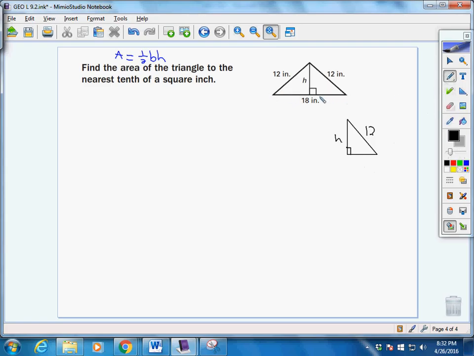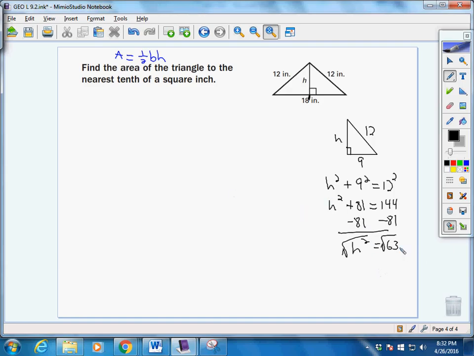This whole thing is 18. It's being cut in half. That means 18 divided into 2 sections, this has to be 9. So let's try that again. h squared plus 9 squared equals 12 squared. Just doing the calculations now. 9 squared is 81, 12 squared is 144. Subtract 81 off of each side. h squared equals 63, so this is going to be the square root of 63.